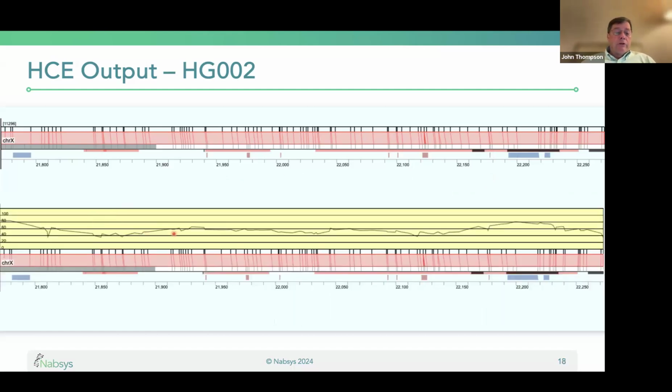This is a coverage pattern for this. So you can, again, see it's fairly smooth across this whole region. And again, this is about 0.5 megabase that I'm showing you right now.